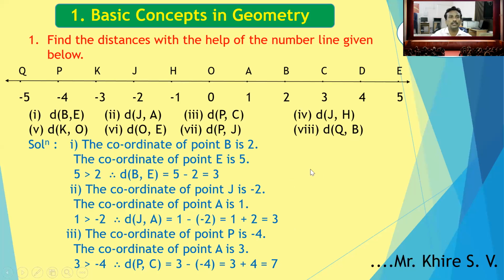Now similarly you have to find all these distances between any 2 points. Example number 4: distance JH, distance KO, distance OE, distance PJ, distance QB. You have to find all these distances by using the same method. First of all, find the coordinates of the 2 points, then find out which is bigger, and bigger number minus smaller number is the distance of those 2 points. Okay?